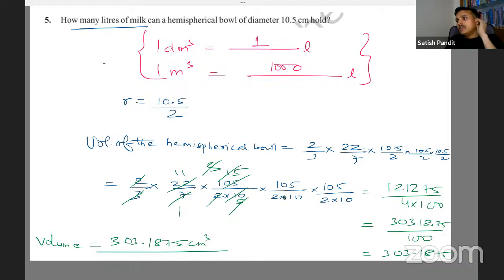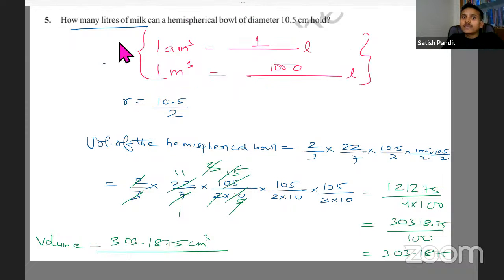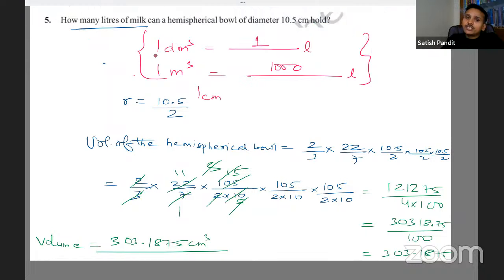Now I have written 1 meter cube is 1000 liters. You can remember one more relation also: 1 centimeter cube is going to be 1 by 1000 of a liter. This is another relation. You can derive this from this, and this from this.